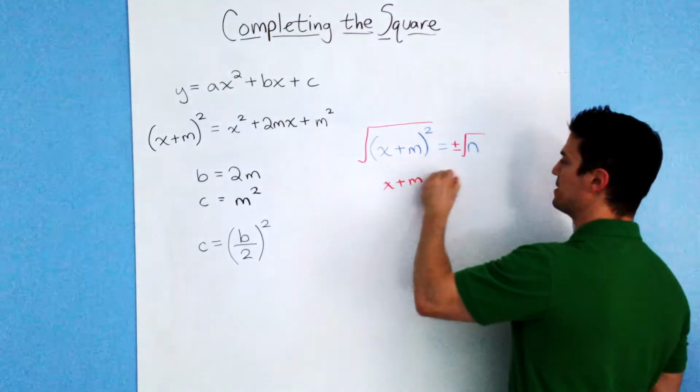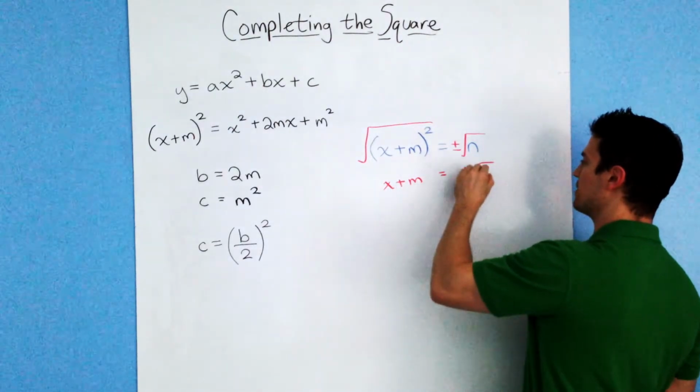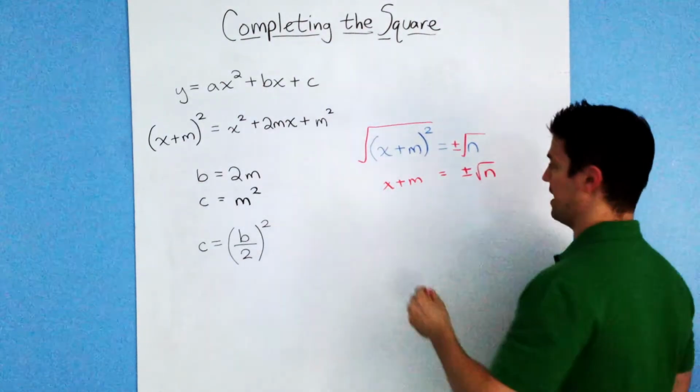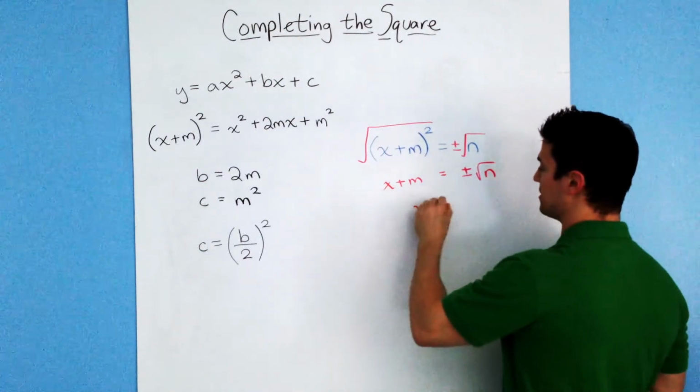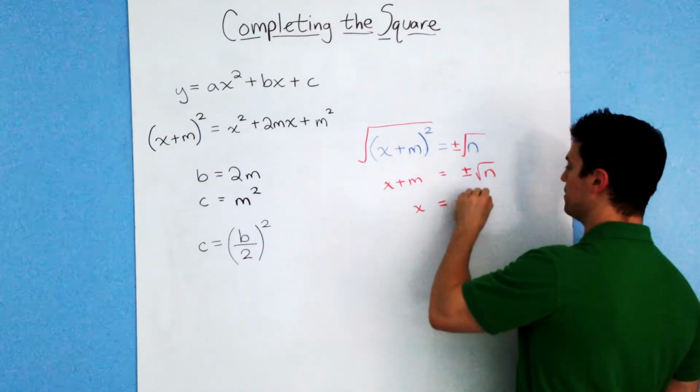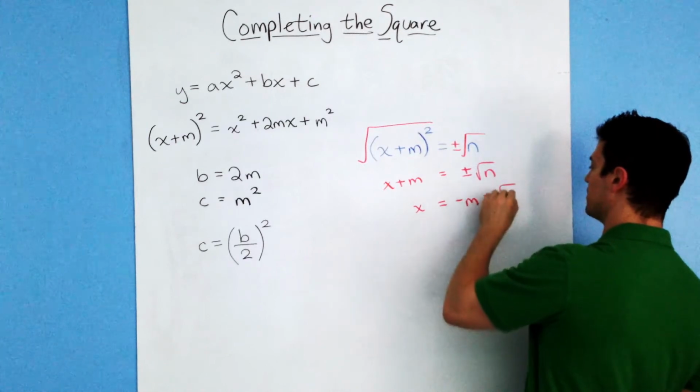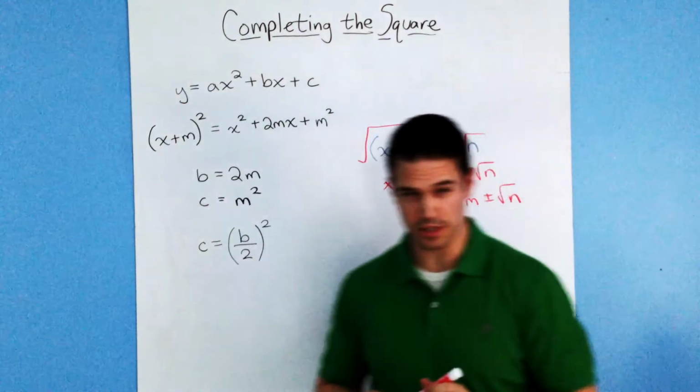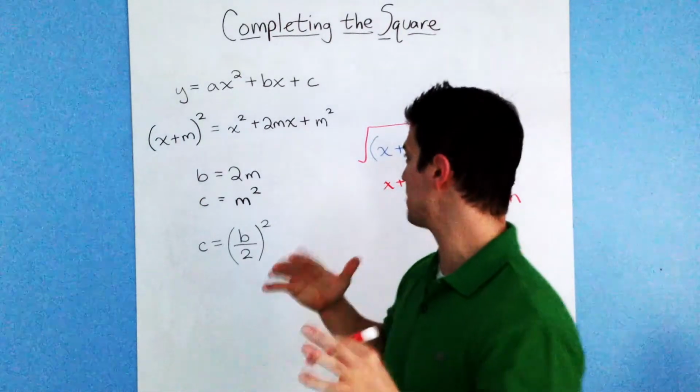So you have x plus m on this side, equals plus or minus the square root of n. Then you subtract m from both sides, and you end up with negative m plus or minus the square root of n. Now, I don't use any numbers in this example, so I'm just trying to keep it as abstract as possible.